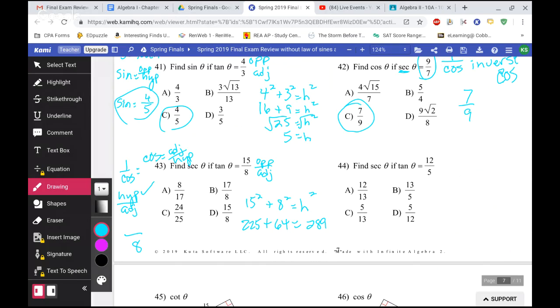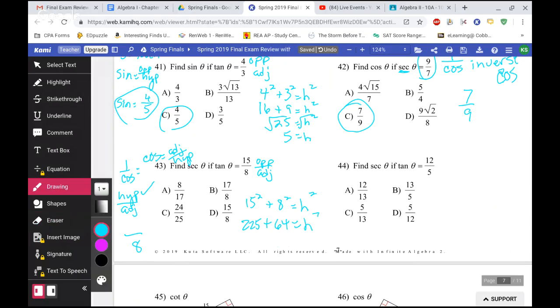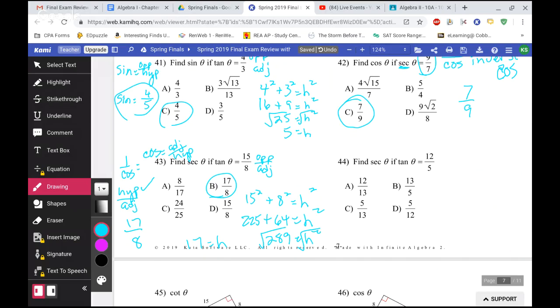And 289, the square root of 289. I thought it was 17, but I wanted to make sure. Whoops. In my head, I was trying to do all of that. So that's how you do that section.